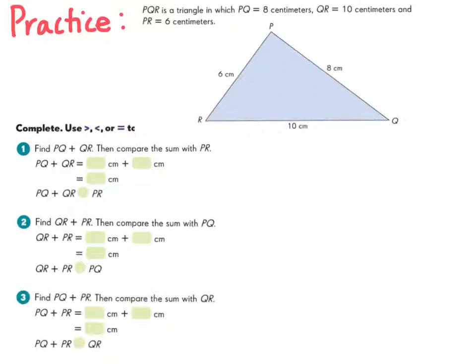Okay, line PQ is 8 centimeters in length. Line QR is 10 centimeters in length, for a total of 18 centimeters. Line PR is 6 centimeters in length, therefore PQ plus QR is greater than PR. Now that you've seen me work that example, try number 2 and 3 on your own. Press pause while you work, and move on when you are ready.